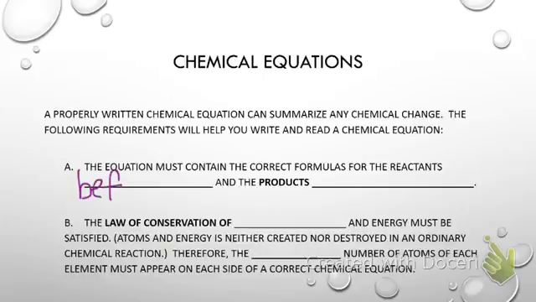There we go. Before the arrow, because they have to react, and the products come after the arrow. I know that seems very simplistic, but I have had kids ask me which ones are the reactants.